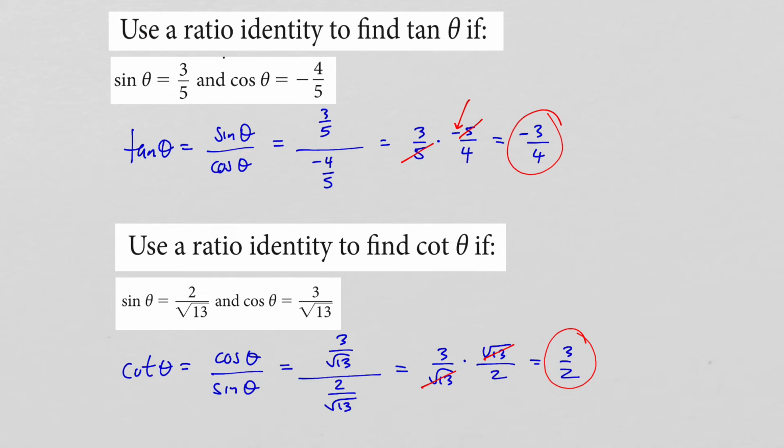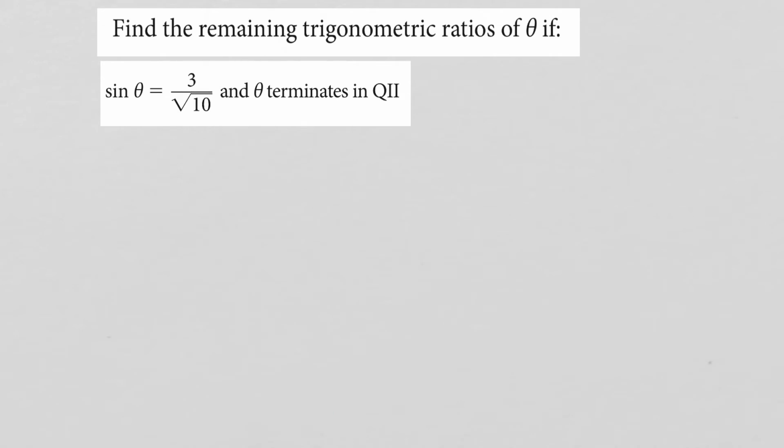All right, now let's get into some examples using the Pythagorean identities. So in this first example, it says to find the remaining trigonometric ratios of theta if we know that sine of theta equals 3 over the square root of 10 and theta terminates in quadrant 2. And the key here is we are going to use identities to do this. We are not going to use the definition.